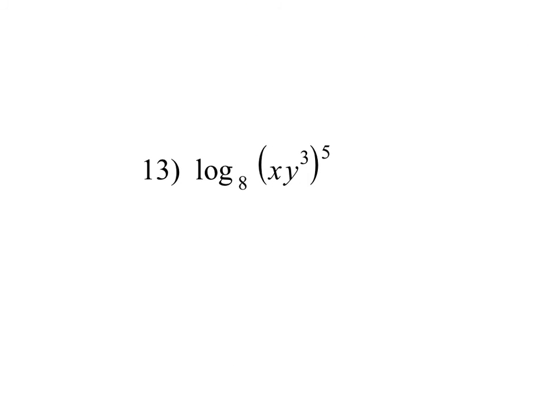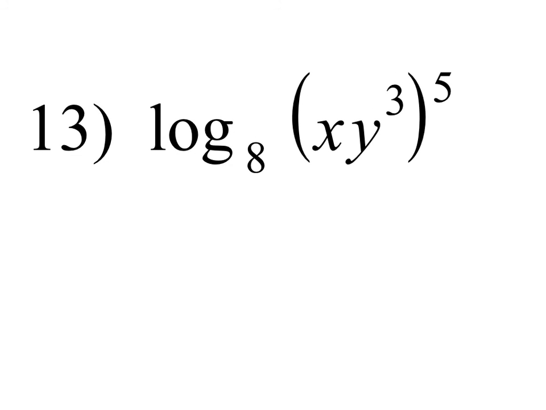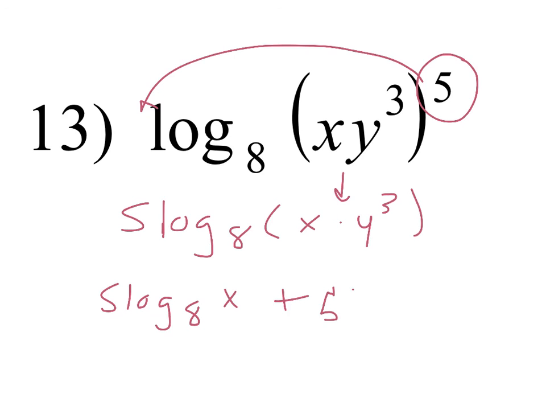Okay, and last one. So here, there's two ways we can do this. We can start by bringing this 5 out to the front. So we have 5 log base 8 of x times y cubed. And now since we are multiplying in the middle, we can break it up and add them. So we have 5 log base 8 of x plus 5 log base 8 of y cubed.